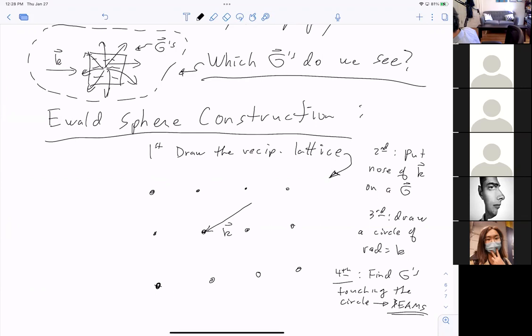I have to draw my circle starting from the center point right here. And so now I'm going to draw my circle. I'm sorry, I drew the wrong circle. Okay, so I draw the circle from the center point of K.